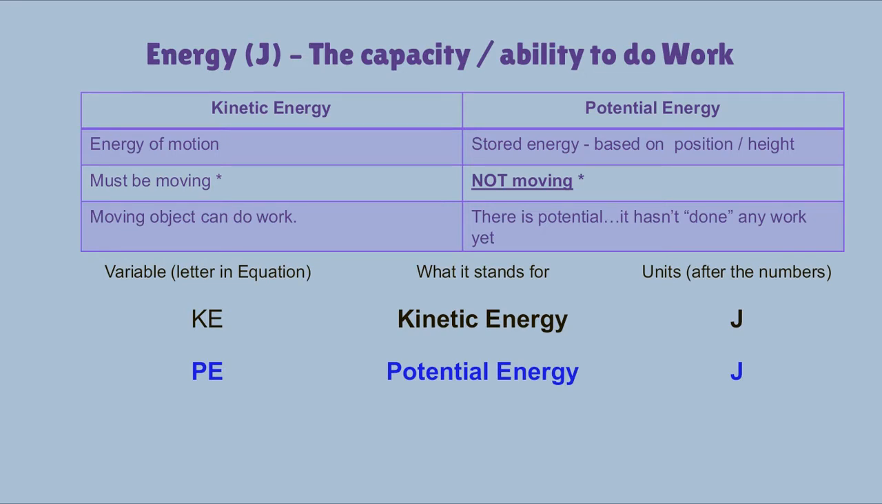In our equations, later on, you'll see KE or PE. Those will stand for kinetic energy and potential energy, respectively. And the units for both of those energies, or all energy for that matter, is always going to be J, or joules.